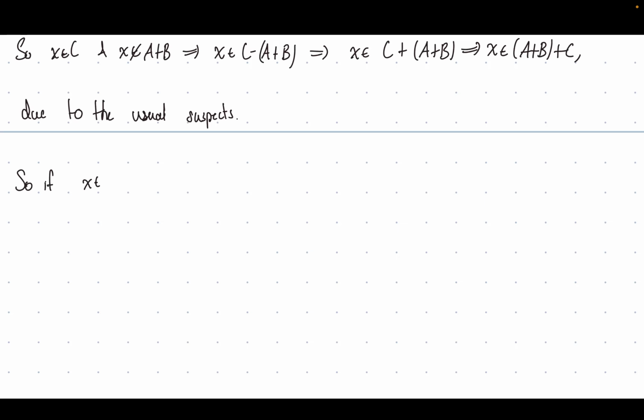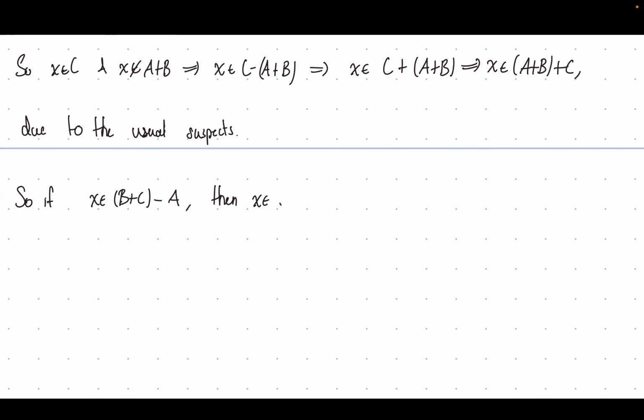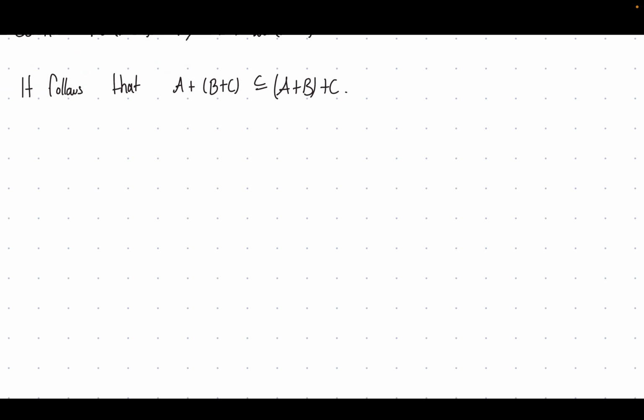So if x is in b plus c minus a, then x is going to be in a plus b plus c. And it follows that a plus b plus c is a subset of a plus b plus c. Okay, that's one side of the implication done.